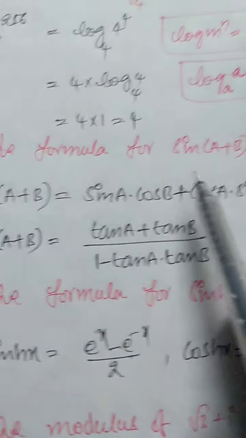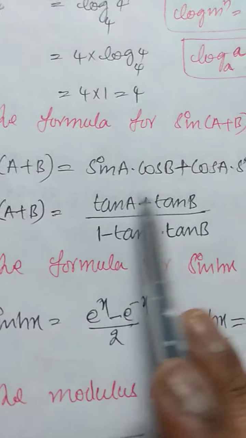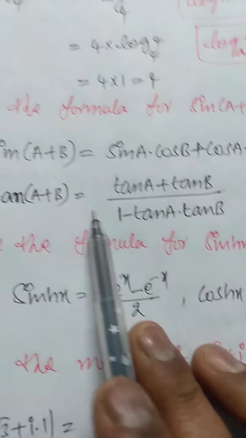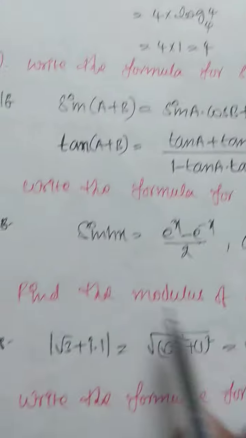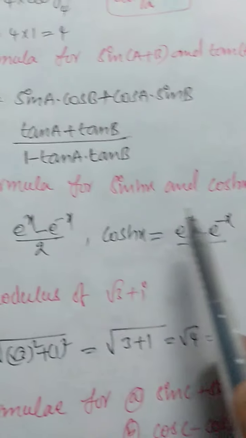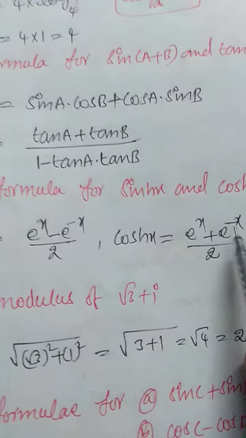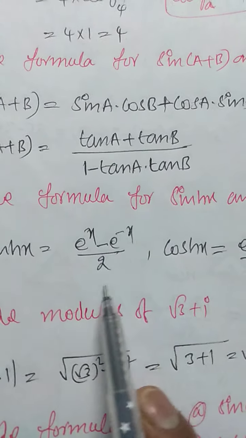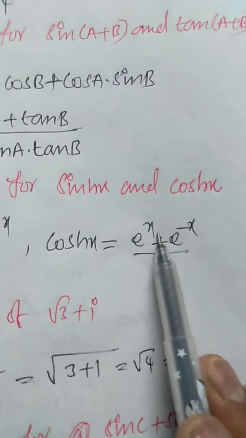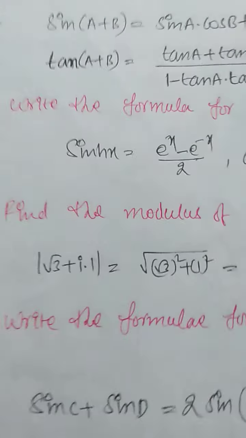Next, write the formula for sin of a plus b and tan of a plus b. Sin of a plus b is sin a cos b plus cos a sin b. Tan of a plus b is equal to tan a plus tan b divided by 1 minus tan a into tan b. Next one, write the formula for sinh x and cosh x. These two are hyperbolic functions. Sinh x is equal to e power x minus e power minus x by 2. Cosh x is equal to e power x plus e power minus x divided by 2.